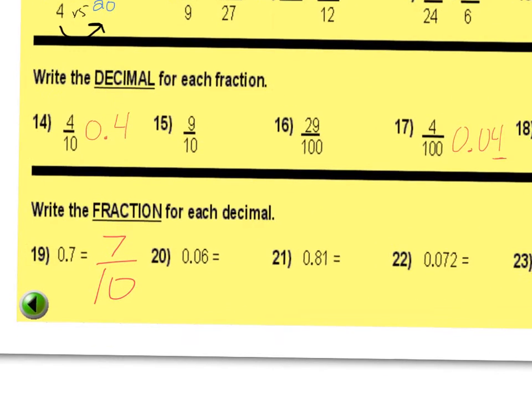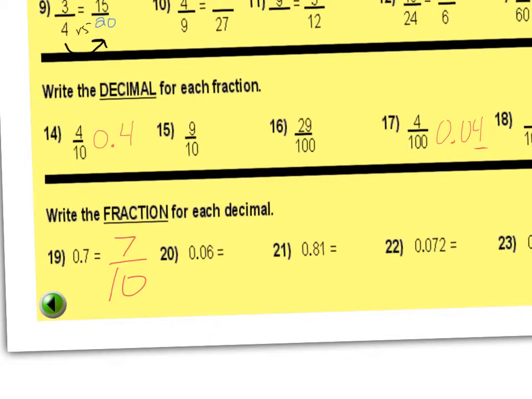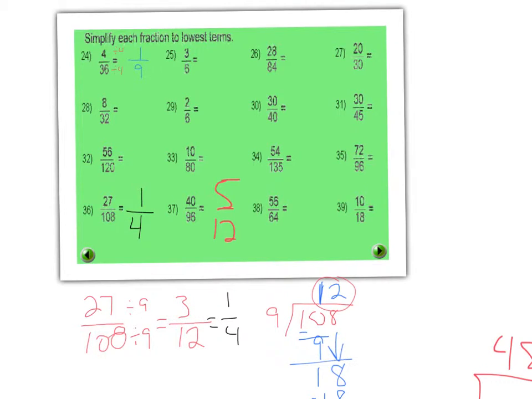Some review from beginning of the year, we talked about 4/10. We'd write it with a 4 in the 10ths place. We also did number 17 with 4 in the 100ths place. So for 100ths, we had to put in a 0 as a placeholder. 7/10 is how you would read this decimal, which is how you'd write the decimal. We then simplified number 24 by dividing by 4.